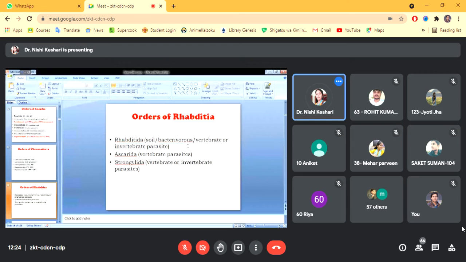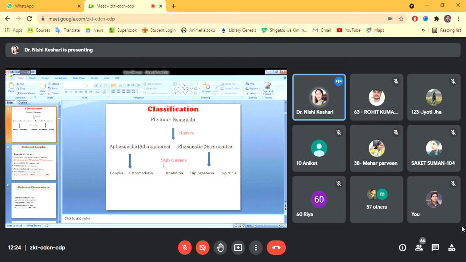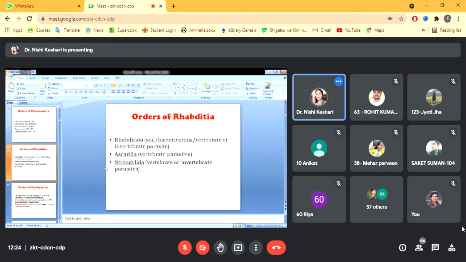Now the third class is Rhabditia, which you find here under Phasmidia. Rhabditia also do not have any plant parasites. They have three orders: Rhabditida, Ascaridida, and Strongyloidida.